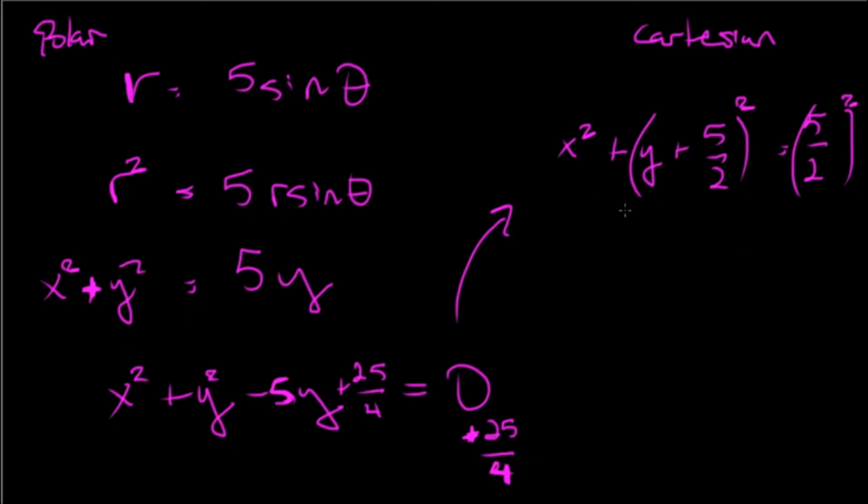That is the equation of a circle in the Cartesian coordinate system. All right, we have a center at 0, negative 5 halves, and we have a radius equal to 5 halves. So boom. All right, fun fact, this r equals 5 sine theta is a circle with radius half of 5 and center at 0, negative 5 halves. Awesome.